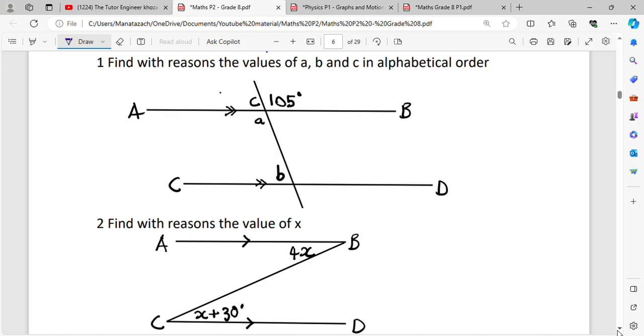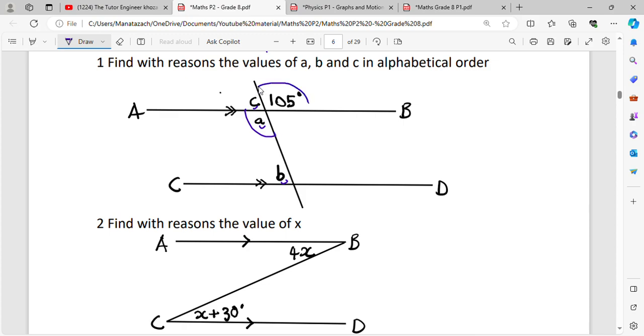We're continuing today with grade 8 geometry, which is paper 2. So let's start with today's question. Find with reasons the values of A, B, and C in alphabetical order. So we'll have A, B, and C. We have to find them in alphabetical order. So we'll start with A.